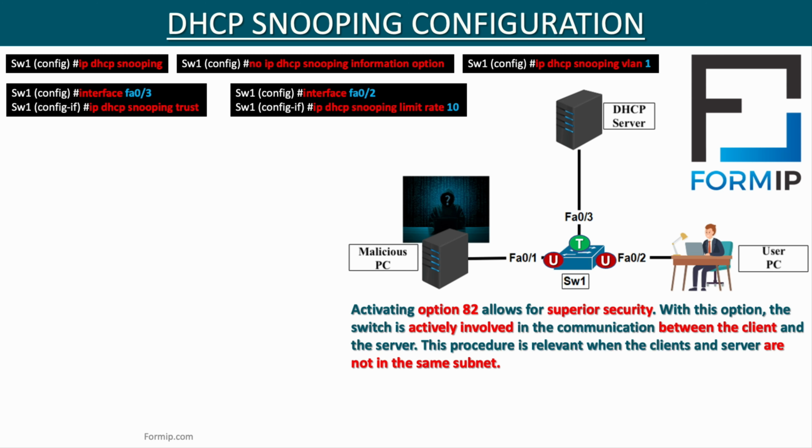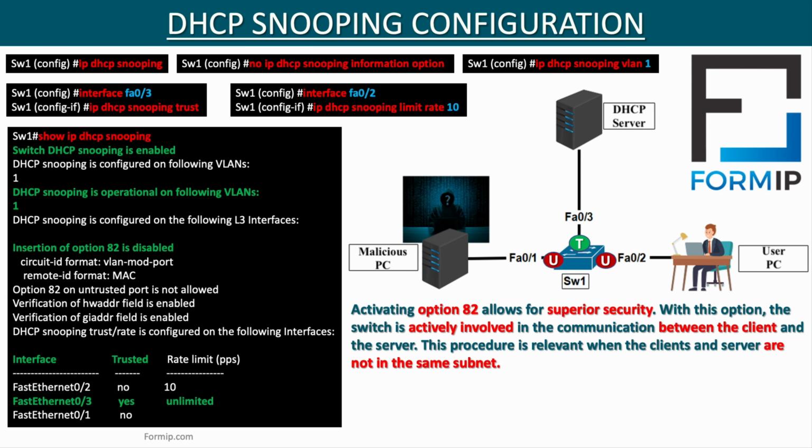The show ip dhcp snooping command is used to check the snooping configuration. It can be seen that option 82 is disabled, that the client's interface cannot send a DHCP offer and can receive a maximum of 10 DHCP packets per second. The interface carrying the DHCP server is completely trusted, i.e. only it can send messages of the DHCP offer type. And the attackers will not be able to send any.